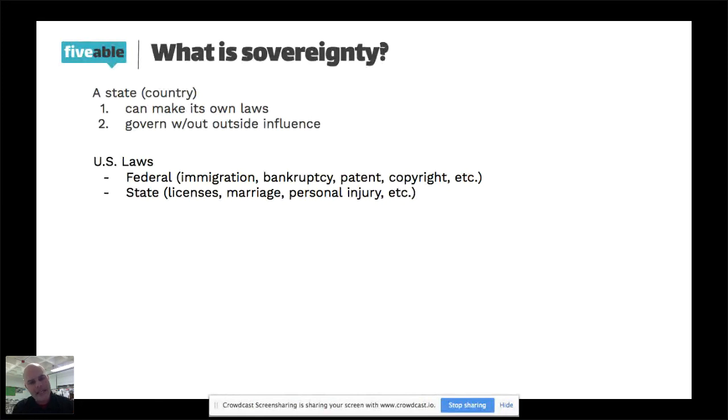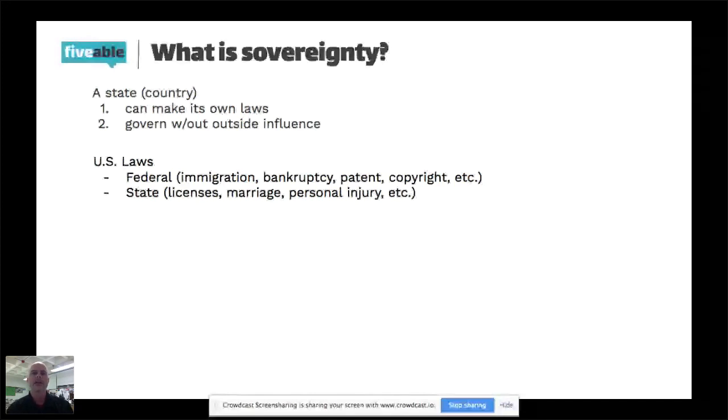But states have their own laws. Some things that are in states are licenses. You might be thinking of a driver's license, and that's a good example. I'm going to have some examples of how some of these license laws can vary from state to state. Licenses could also be like a fishing license or a hunting license. There are different types of licenses, but also you have to have a license to practice law, to practice medicine, to teach in some states.